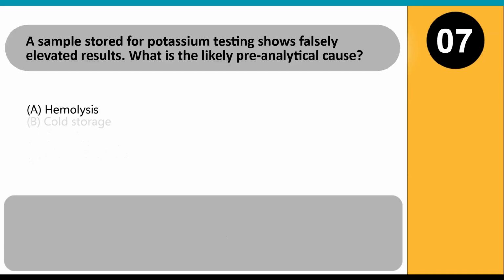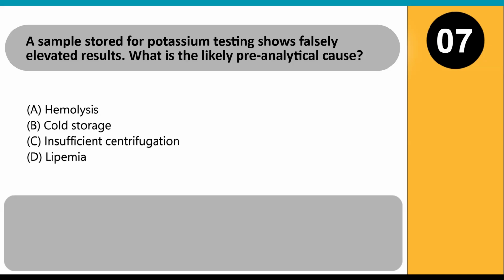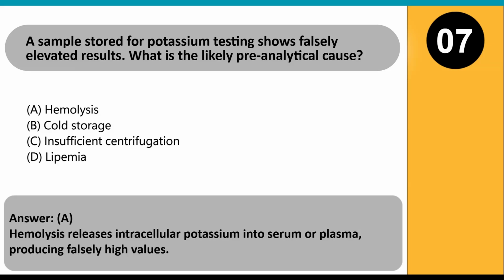A sample stored for potassium testing shows falsely elevated results. What is the likely pre-analytical cause? A. Hemolysis. B. Cold storage. C. Insufficient centrifugation. D. Lipemia. Answer A. Hemolysis releases intracellular potassium into serum or plasma, producing falsely high values.